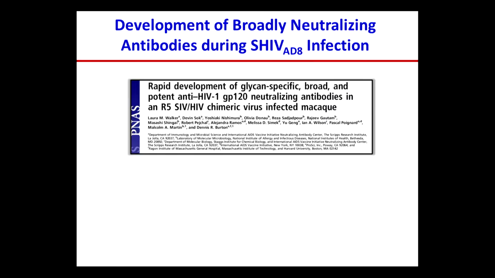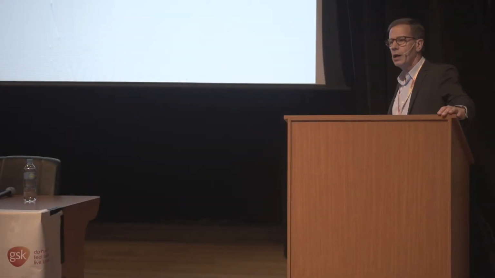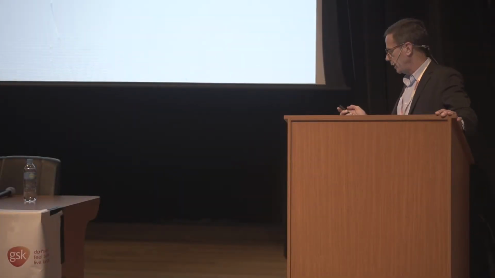So if you're getting more antibody production, does that mean you're actually getting better neutralizing antibody production? We decided that we could look at this if we looked not at SIV-infected monkeys, but at SHIV-infected monkeys. The model we looked at was one published by Mal Martin and Dennis Burton several years ago, SHIV88. What they discovered in this paper in PNAS is that a number of these monkeys who were chronically infected with SHIV88 actually developed broadly neutralizing antibodies.